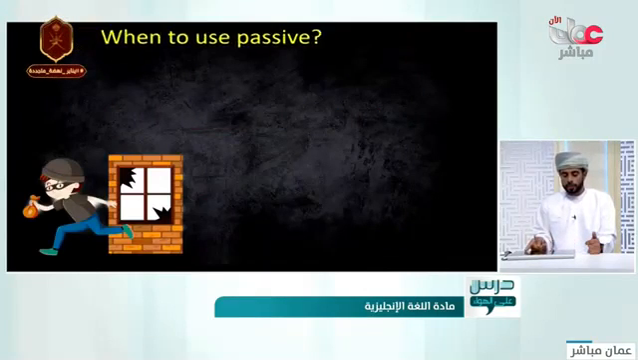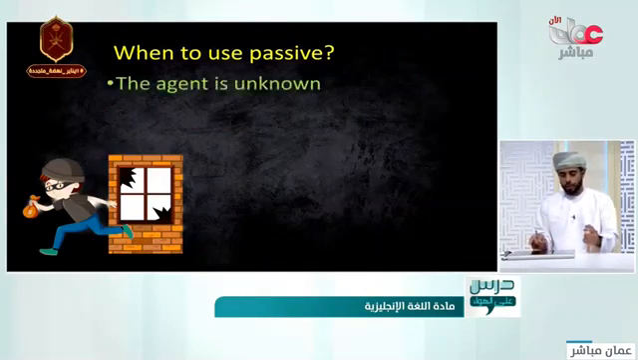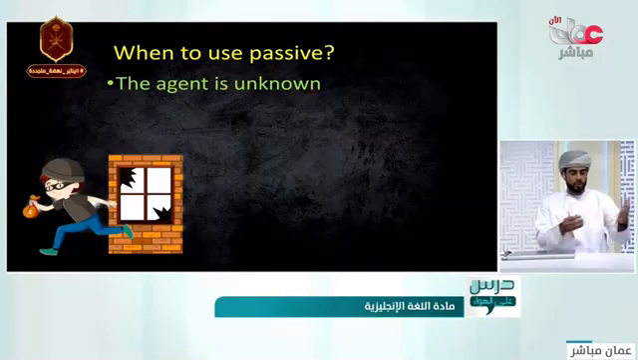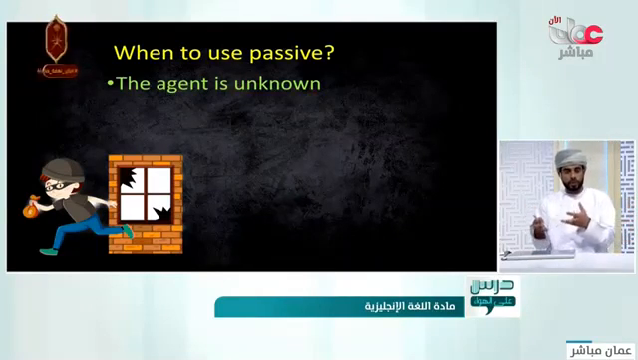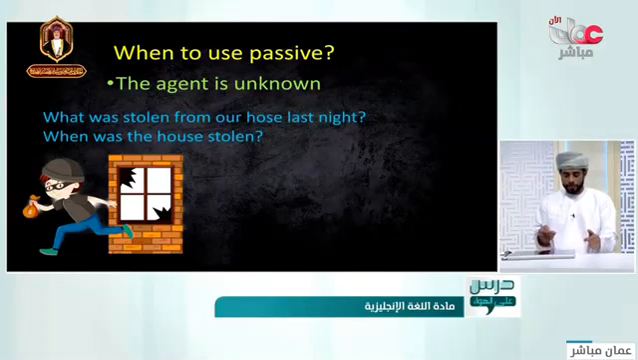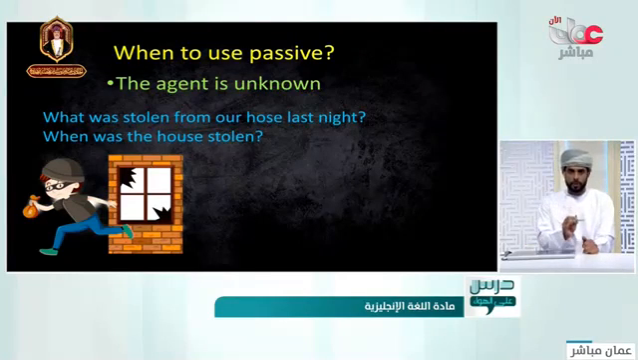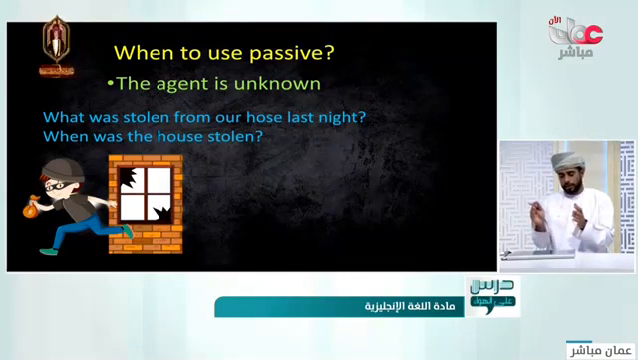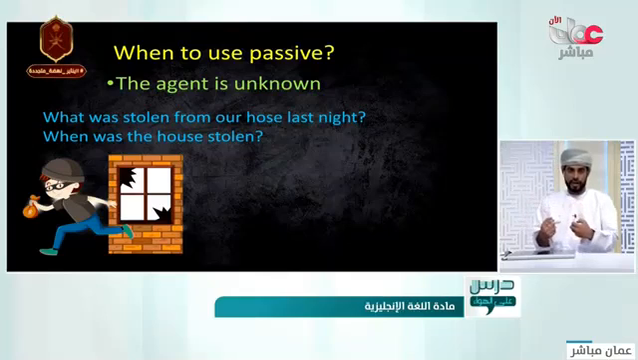Another usage is to talk about an agent that is unknown. We don't know who. Someone stole the house. The house was stolen. I don't care about the person who stole it. I care about the house that was stolen. So, what was stolen from our house last night? Or when was the house stolen? I don't know him. I just care about the one or the thing that received the action.